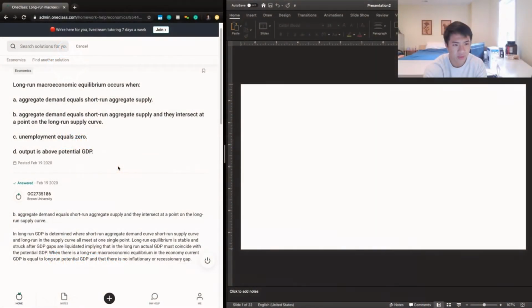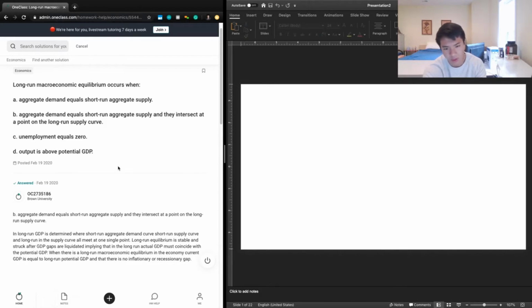And this next question refers to long-run macroeconomic equilibrium. It says long-run macroeconomic equilibrium occurs when which of the following is true? A is aggregate demand equals short-run aggregate supply. B is aggregate demand equals short-run aggregate supply, and they intersect at a point on the long-run supply curve. C is unemployment equals zero, and D is output is above potential GDP.